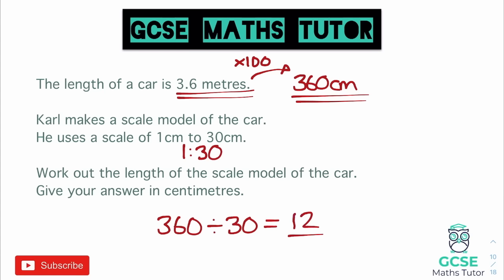So for our scale model of the car, the length of that is going to be 12 centimetres, and that would be our final answer. And again, that's just using it as a ratio, 1 to 30, or just in words there where it says that every 1 centimetre on the model will be 30 centimetres in real life. So there we go, that's how we look at scale drawings.